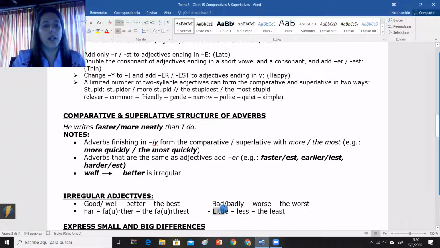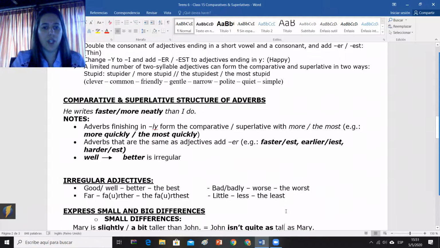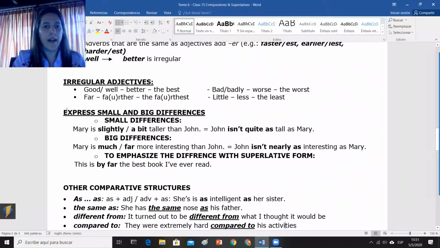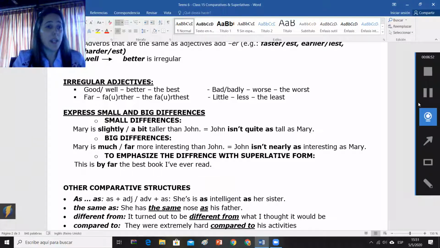Little, the adjective little, the comparative is less, and the superlative the least. Okay? Now, let's see something which might be new for you, which is how to express when we compare. Let's see if that comparison shows a small or a big difference between the two elements. Sometimes we want to say that something is a bit more expensive.